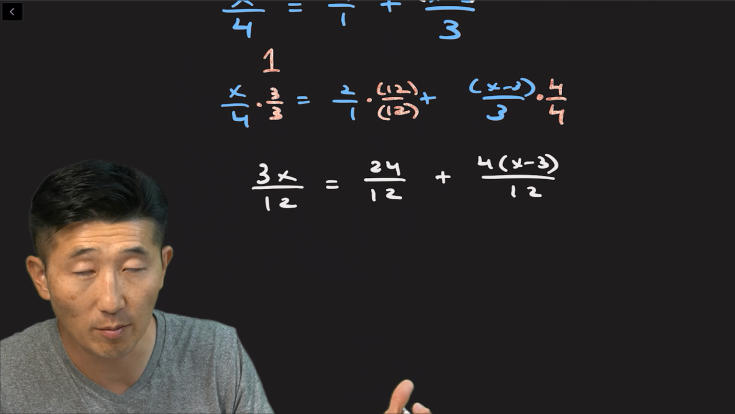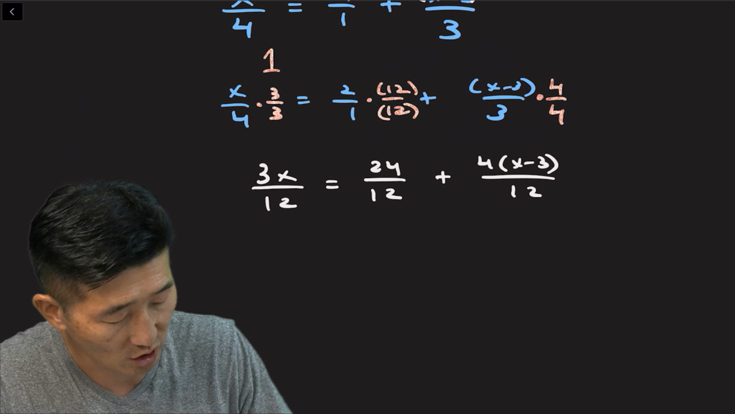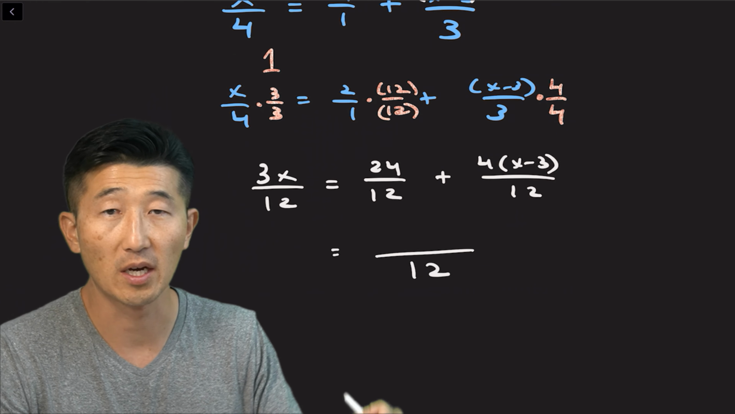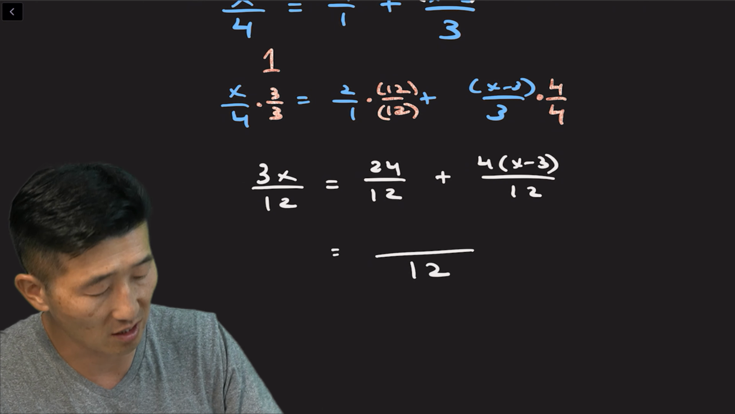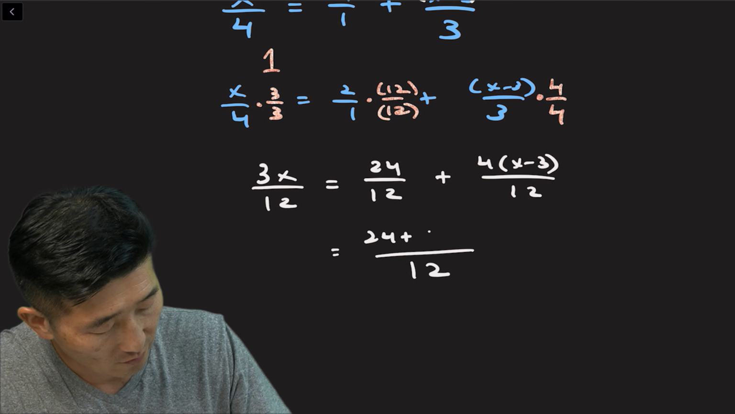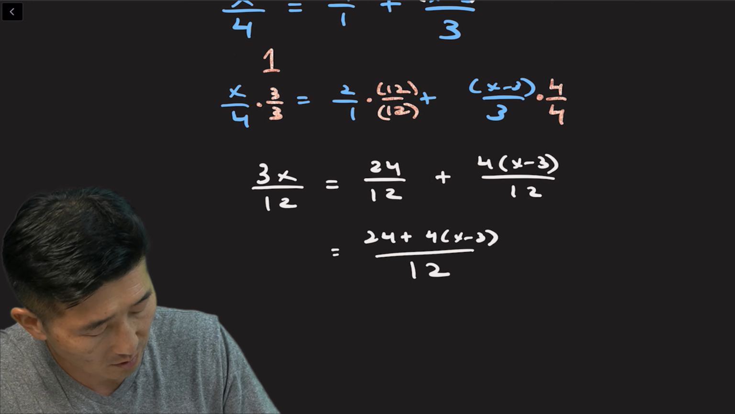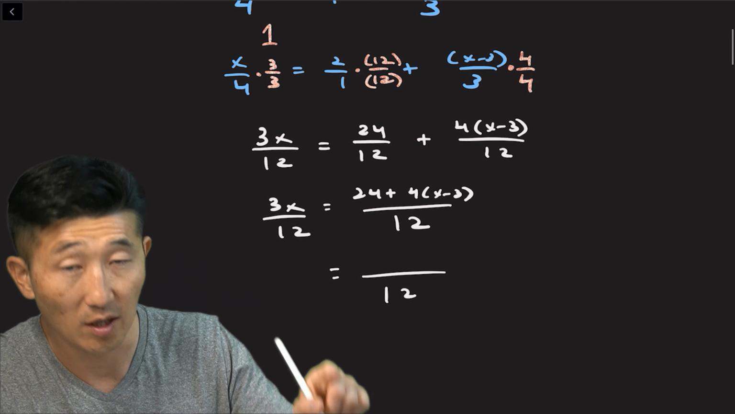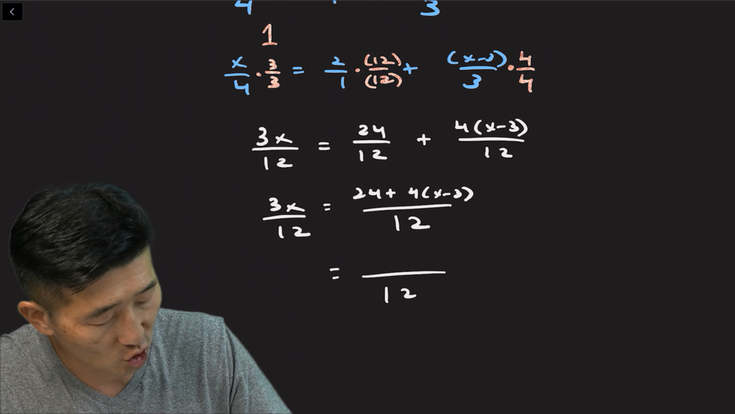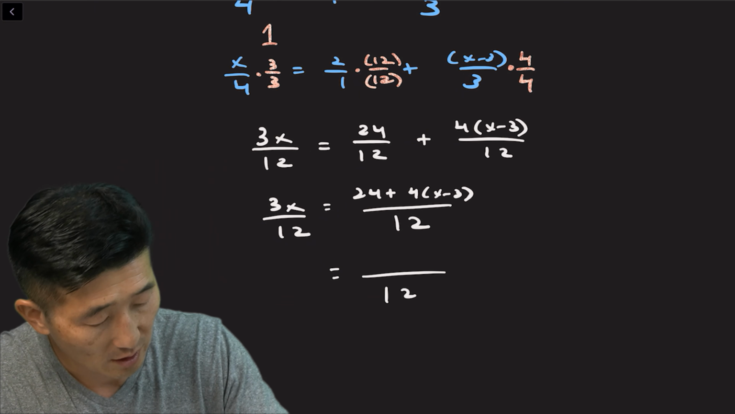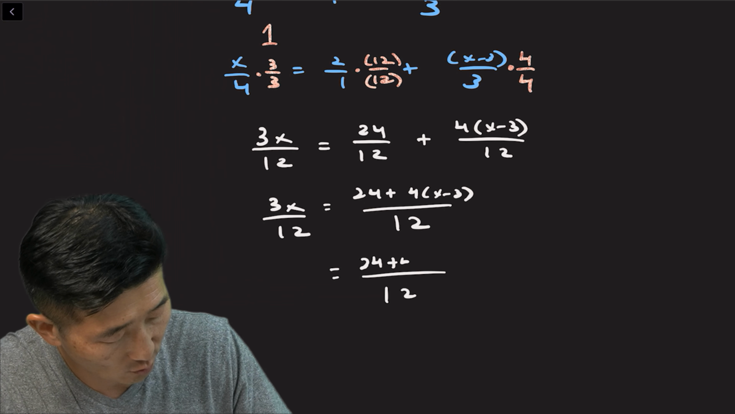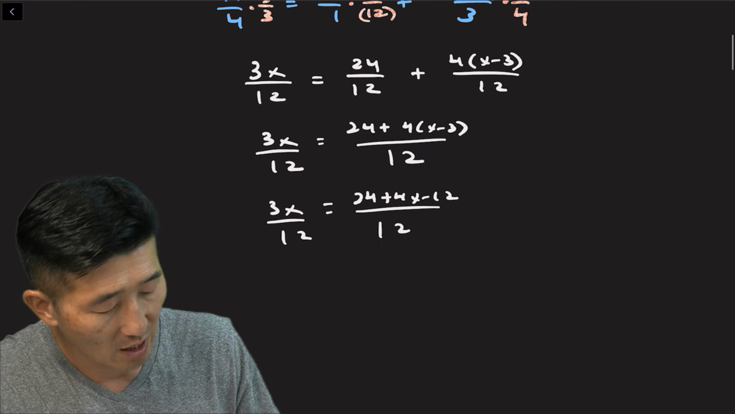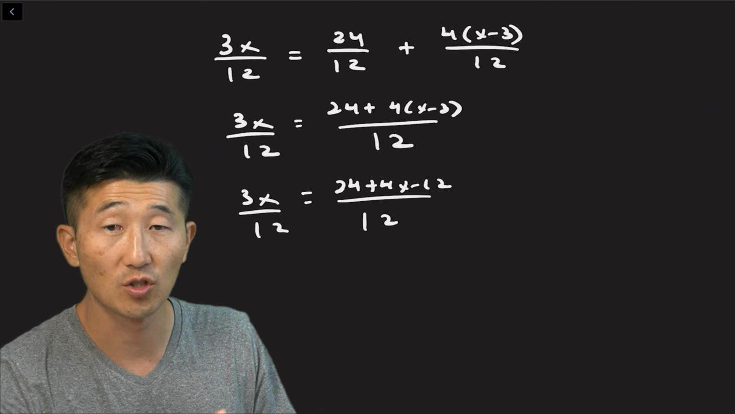Now, once you have common denominators, especially on the right side of the equation, you want to combine two fractions into one by keeping the denominator the same and just adding the top. 24 plus 4 parenthesis x minus 3. And then you do some more simplifying. On the numerator right here, you can distribute the 4. And so this will be 24 plus 4x minus 12. 3x over 12. Now at this moment, there's a couple things you can do.